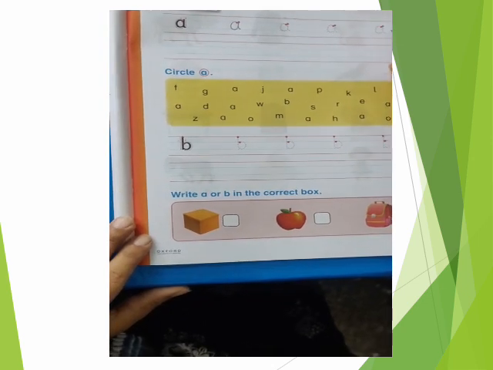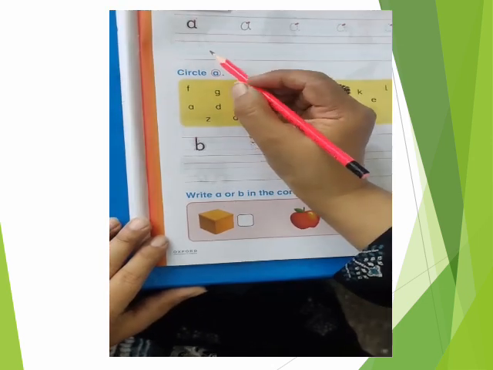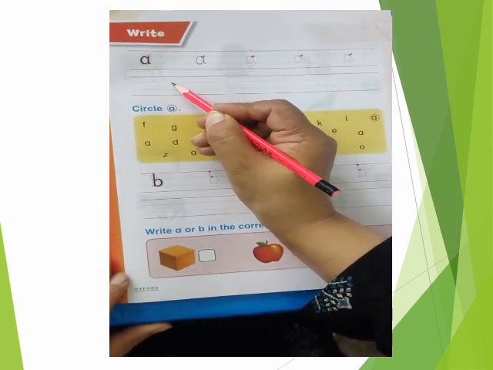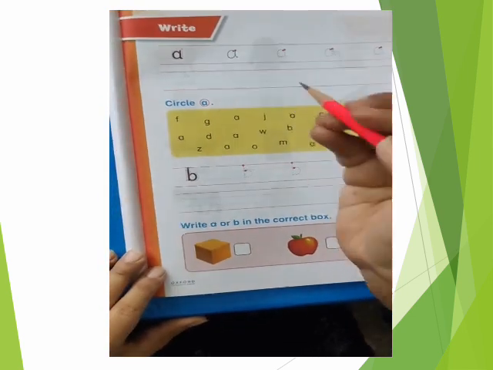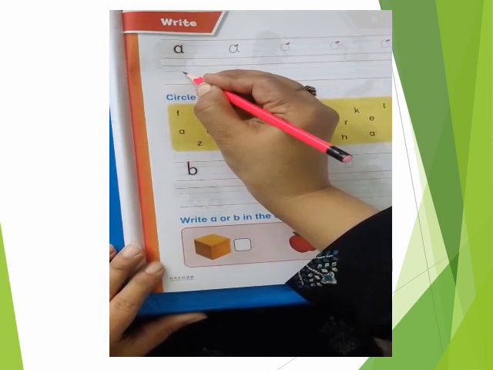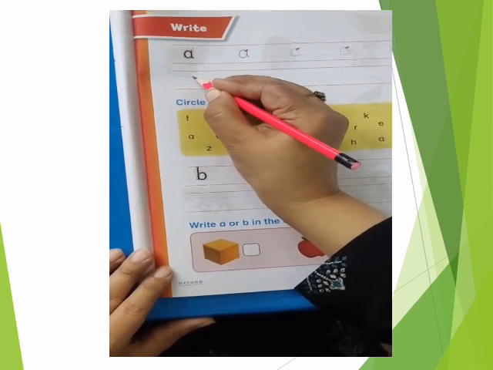Then complete the whole line. Then move to the next line. You know this letter is a grass letter. It comes in the middle two lines. So start from here. Now we have to write without dots. Start from the second line.